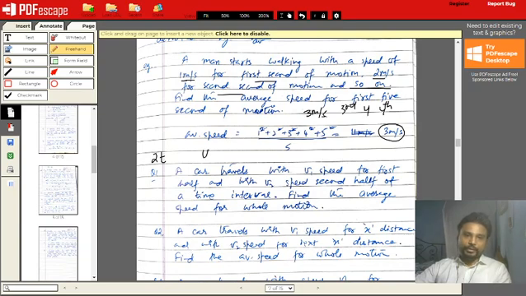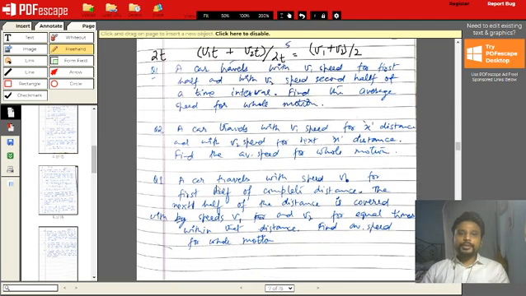So the speed for the first half of motion is v1, so v1 into t is the distance traveled in the first half of motion. v2 is the speed for the second half of the motion, so v2 into t is the distance for the second half. The total distance is then divided by the total time taken, which is 2t. So total distance divided by total time gives the average speed for the whole motion, which comes out to be (v1 plus v2) divided by 2. That is the average of the speeds in both motions.